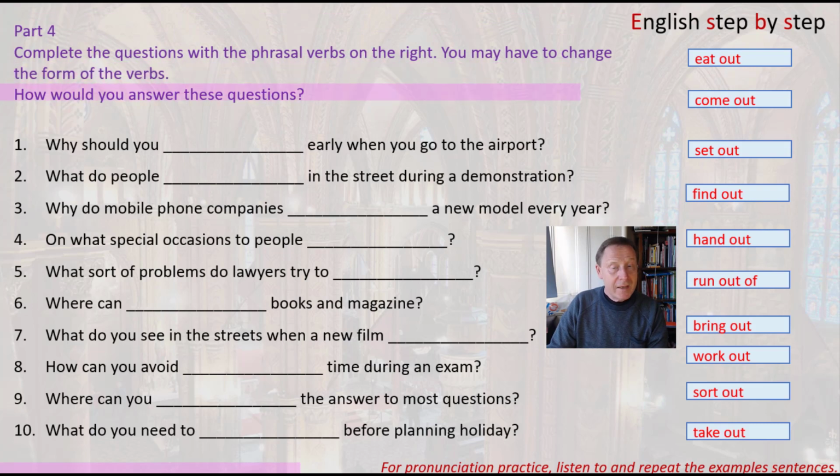So the second part of the exercise is thinking about how you would answer these questions. So you don't have to write them down. You can write down the words for the gaps, but just think about how you can use the phrasal verbs to answer these questions. And then when you've finished, you can move on to the step 3 video in which I'll talk about the answers.